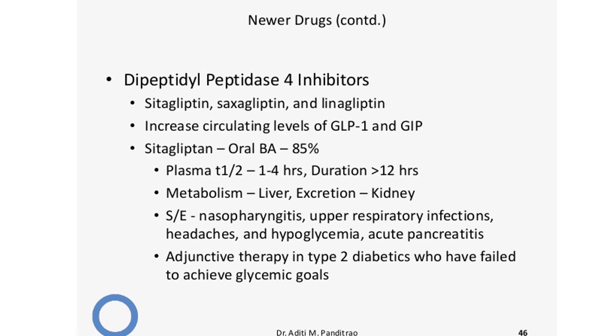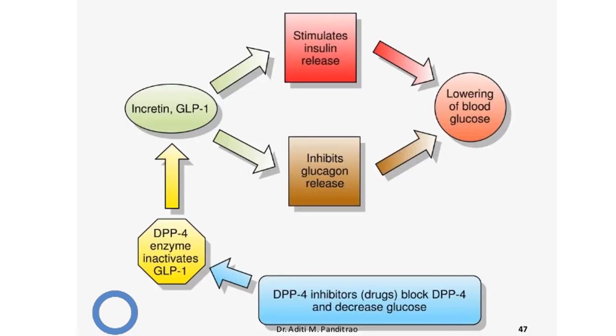Their half-life is about 1 to 4 hours and they are metabolized in the liver and excreted in the kidney. The major side effects are nasopharyngitis, upper respiratory tract infection, headache and hypoglycemia. And they are used as an adjunctive therapy in type 2 diabetics who have failed to achieve glycemic goal.